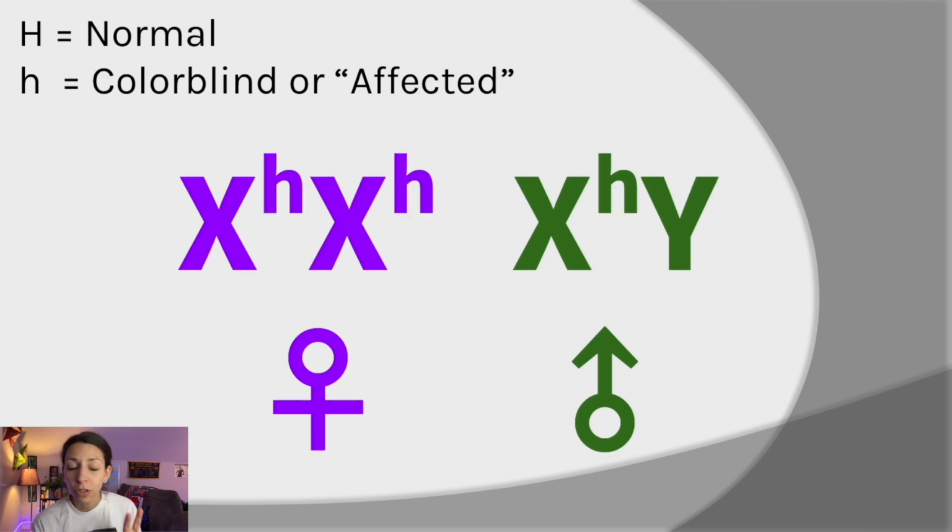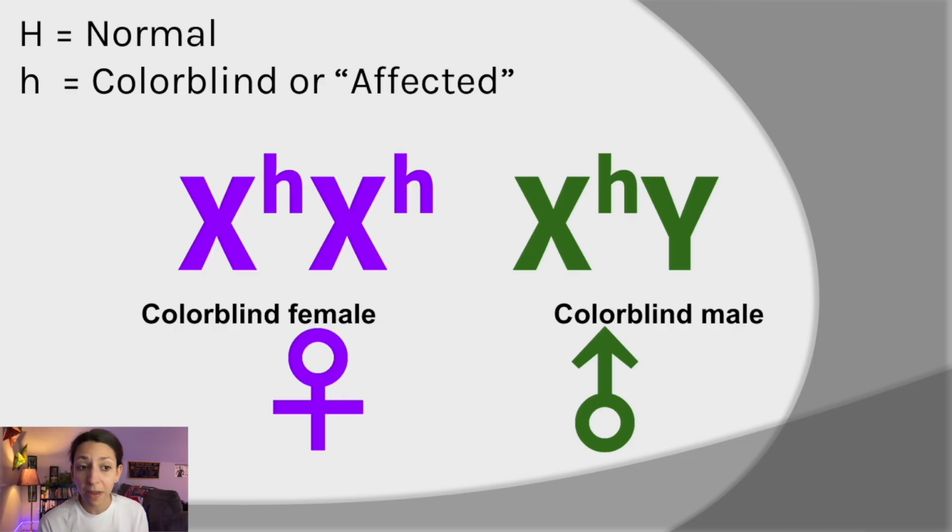And here we have 2 colorblind individuals. We have a colorblind female and a colorblind male. But notice with the male, he only needs 1 copy of that recessive allele in order to be colorblind, because he only has 1 X chromosome. So there's no dominant allele present to be able to mask that other allele, and so he will be colorblind with that 1 copy of the affected allele.